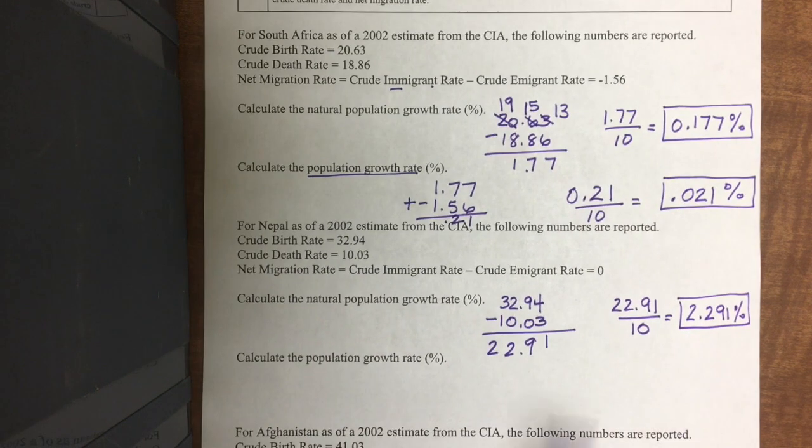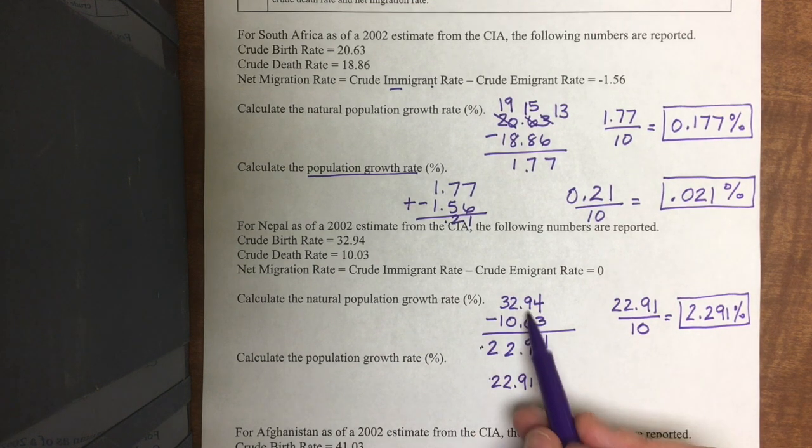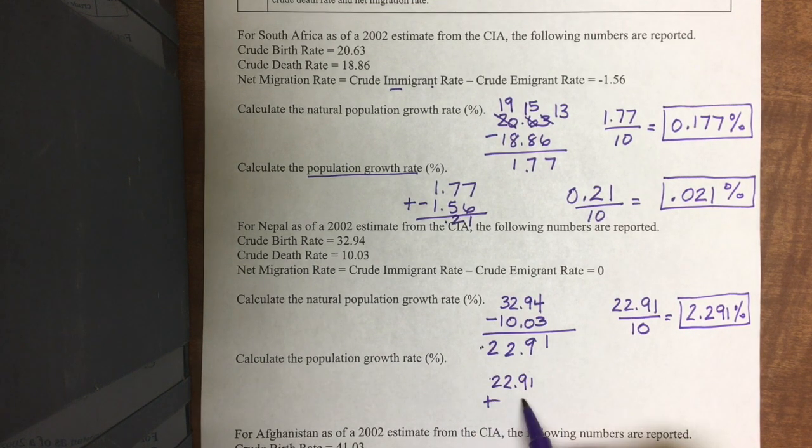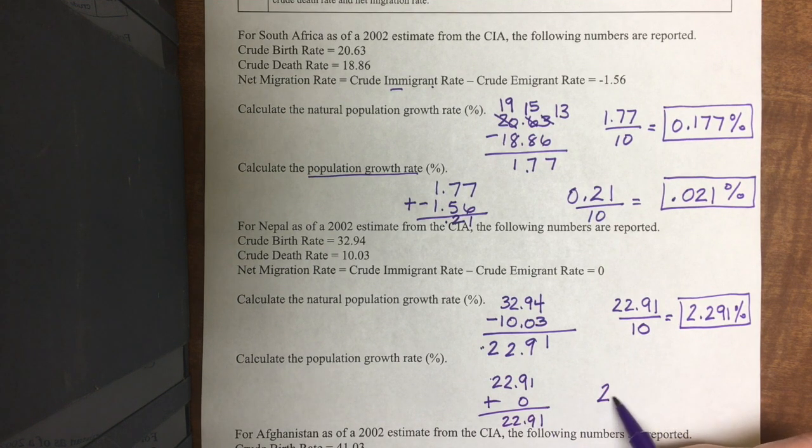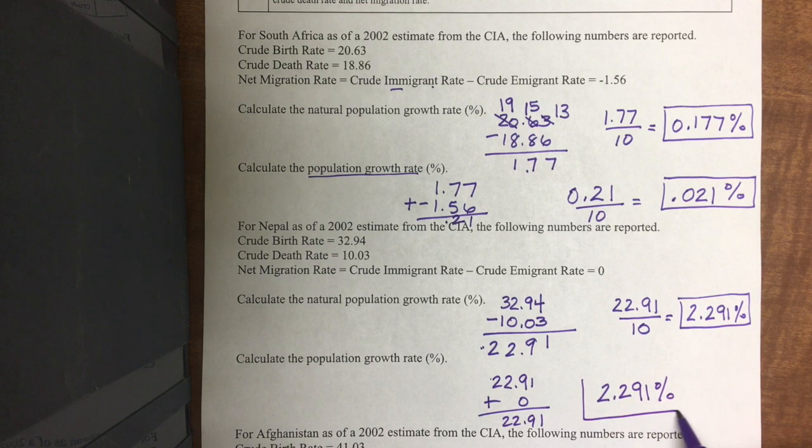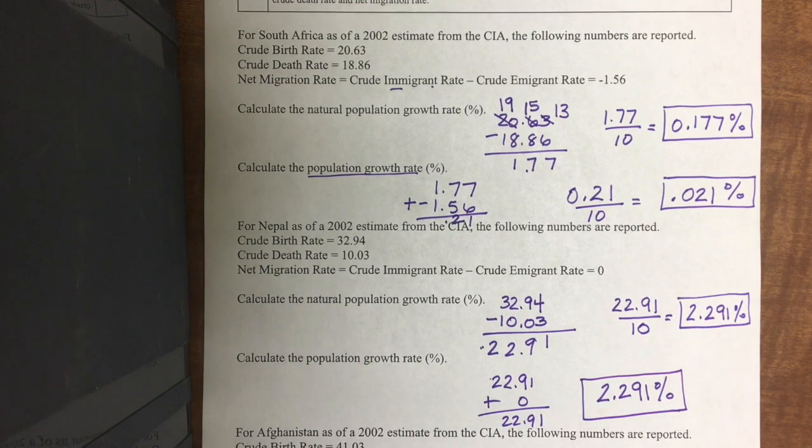To go to my population growth rate, I add my net migration rate. So 22.91, I go back to this number here, and I add 0, which gives me 22.91. So in this case, my population growth rate and natural population growth rate are the same. It tells me Nepal's probably not a place where there's immigration or emigration going on.